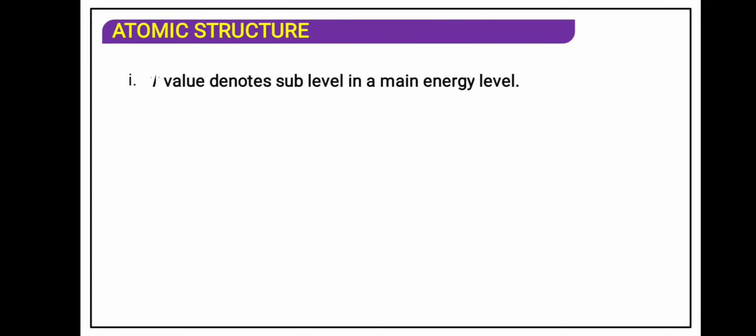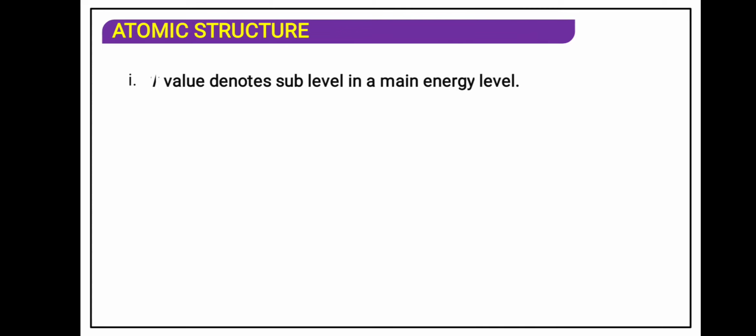The value denotes the sub level of a main energy level. Sub levels in the main energy level means subshells in the shell. That means the number of subshells present in the principal shell. Subshell means what? Try to understand. Shell means orbit and subshell means orbital.